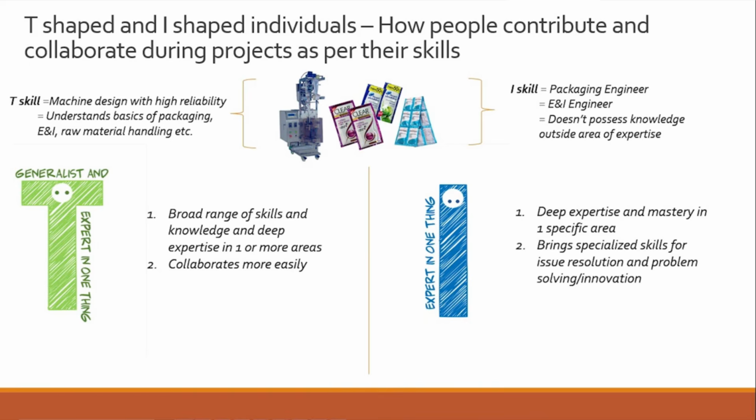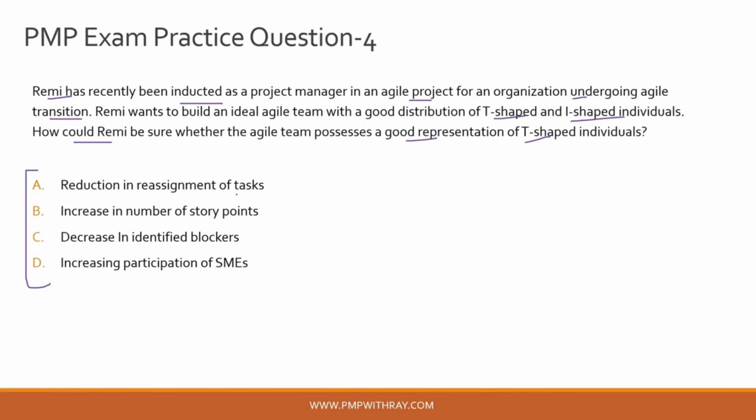Okay. So now with that, since we have understood the basics of T-shaped and I-shaped individuals, let's go back to the question. And now I'm sure that it will become very easy for us to answer this question. Okay. Now, how could Remy be sure whether the agile team possesses a good representation of T-shaped individuals? Okay. Mark that the question is asking for T-shaped individuals, not I-shaped, right?